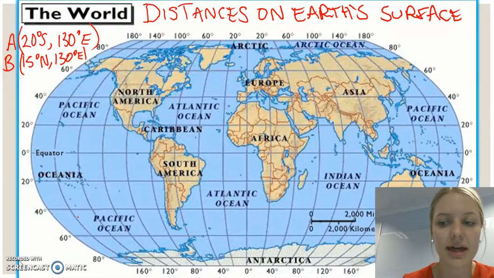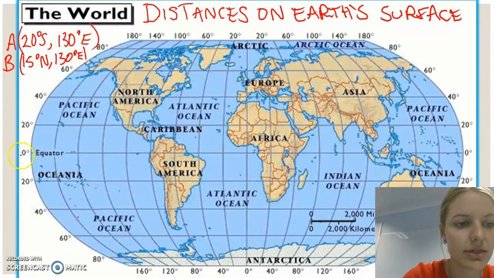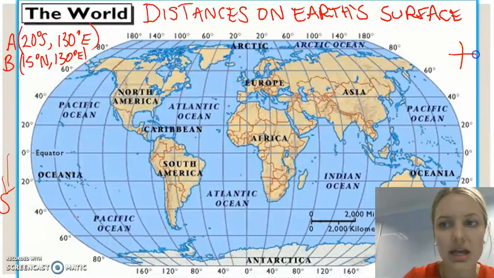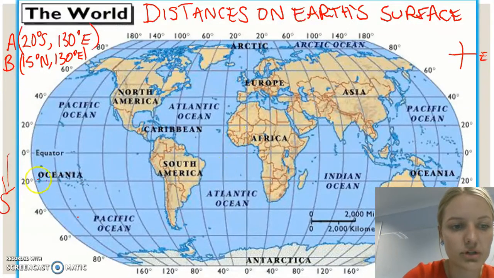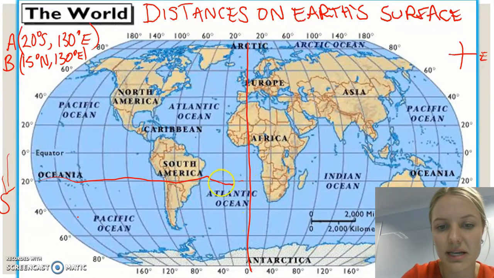I'm going to locate that and put a dot in that spot. So 20 degrees south, we're looking below the equator is south. 20 degrees is along this small circle here. And 130 degrees east, remember, east is to the right of the meridian. We've got 20 degrees south along here. We've got 0 degrees here at the meridian, so 130 degrees east of the meridian. We'd have to keep going.